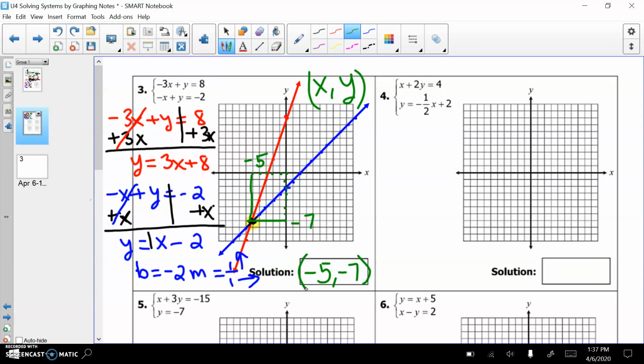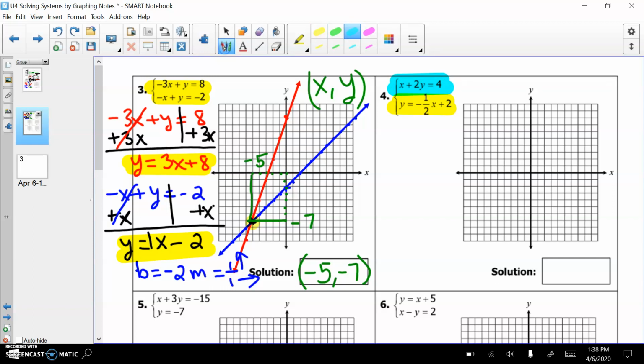Alrighty. So that's how you do it when you have to convert them from standard form. These were both in standard form to start off, so then we had to convert them into slope-intercept form in order to graph them. Looking at number 4, this one's ready to go. It's already in y equals mx plus b form. You just have to convert this one.